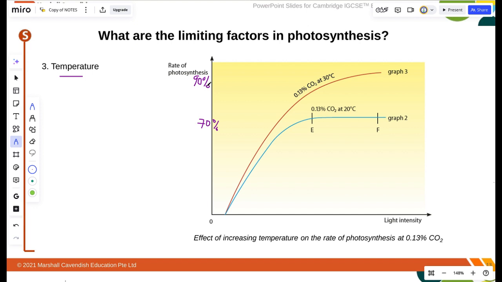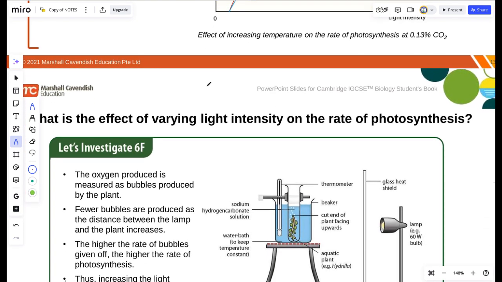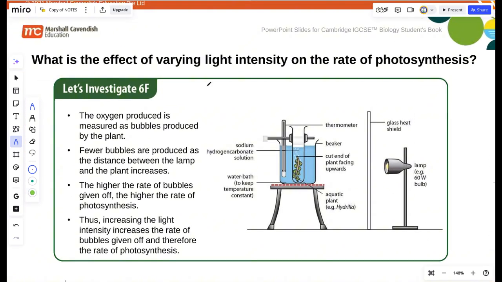Remember, we mentioned light intensity as one of the factors that affect the rate of photosynthesis. We mentioned it as number 1. We measured the carbon dioxide concentration as the second factor. Number 3, we measured the temperature. You must be able to explain this in the exam, and you must be able to understand the graphical illustration when it's given in multiple choice or when you're asked to plot the graph.